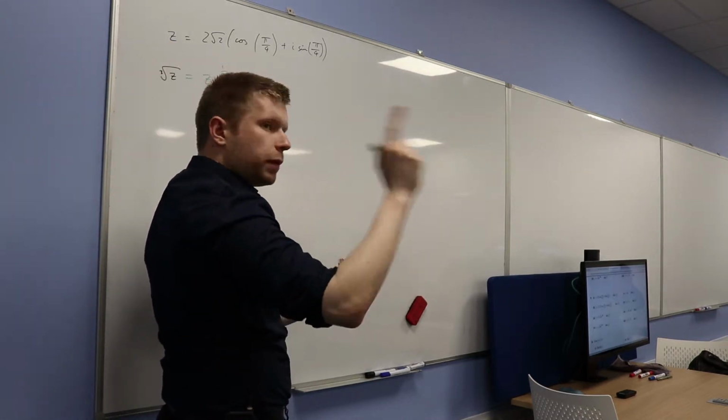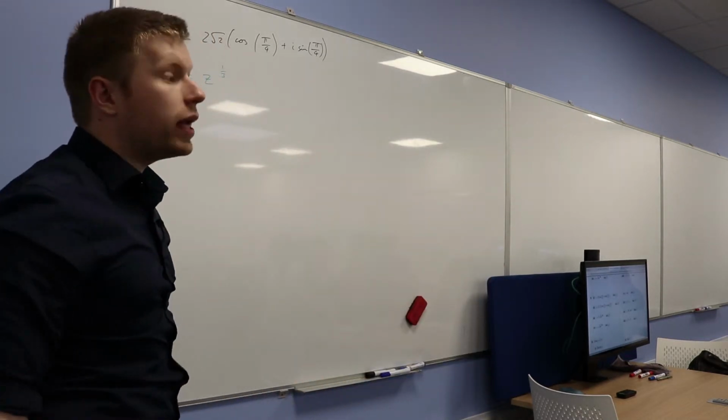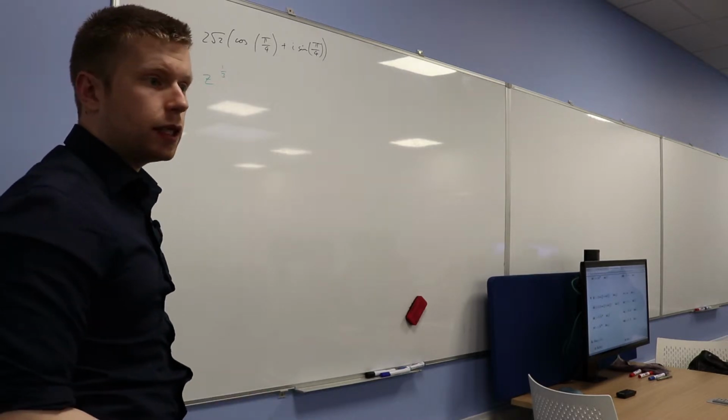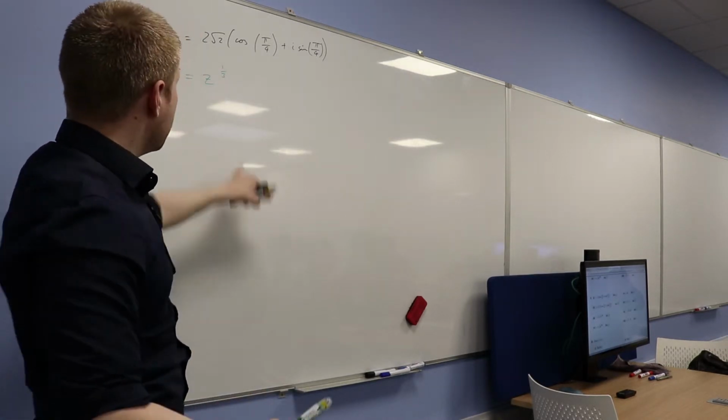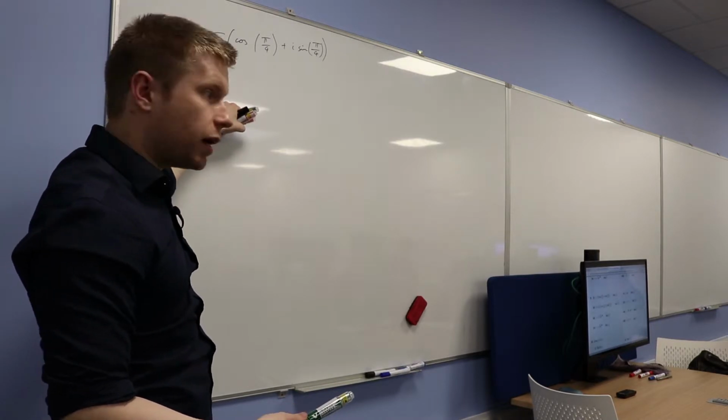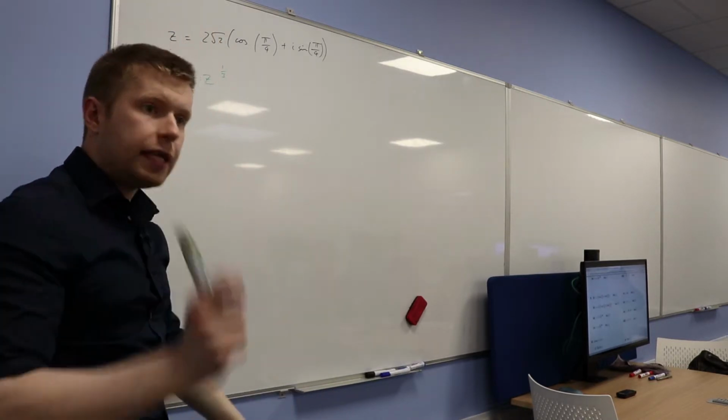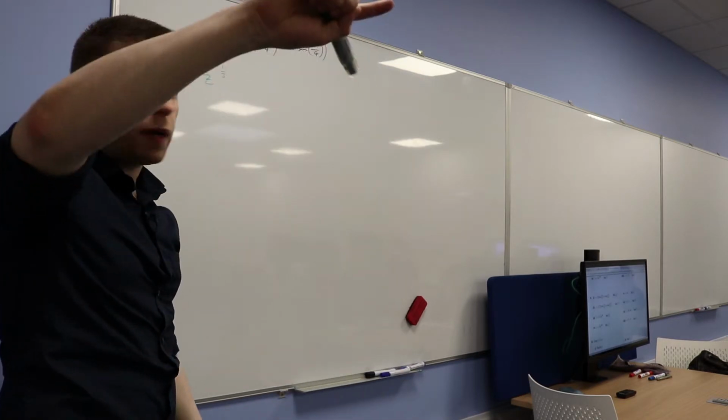Now just be careful, how many solutions are we expecting here? How many roots are we expecting? 3, because we're taking the cube root. Okay, so we're expecting 3 roots. So let's find the base one, and then the other 2 will just be equally spaced apart.